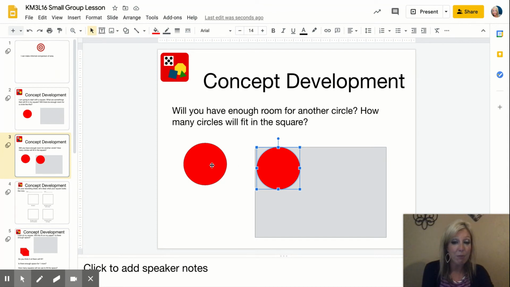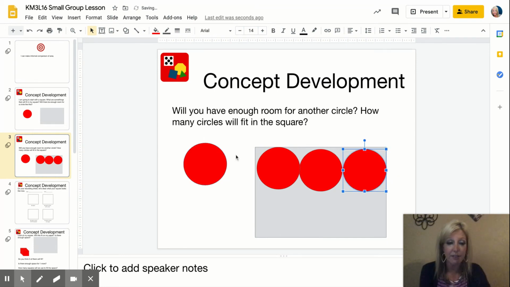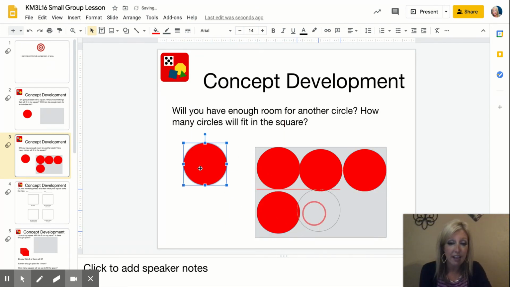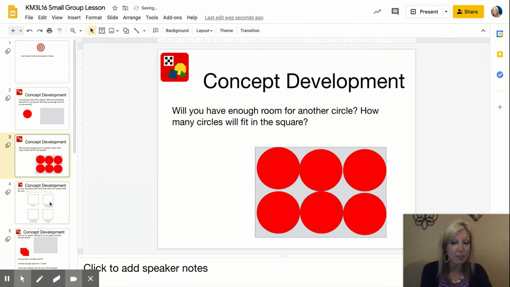All right, we have 1, 2, 3. We can't fit another one on that row. Let's see if it can go on the next one. 4, 5, 6. So the estimated area of our square is 6 circles.